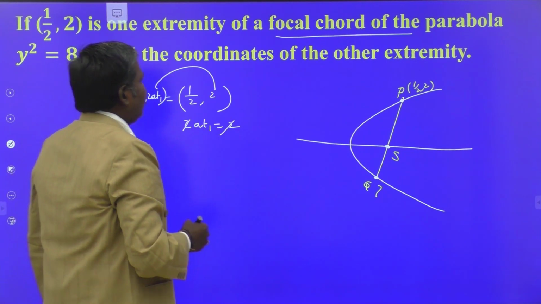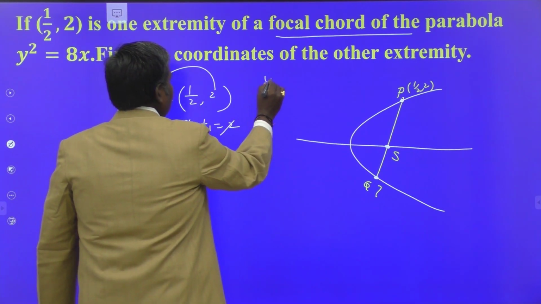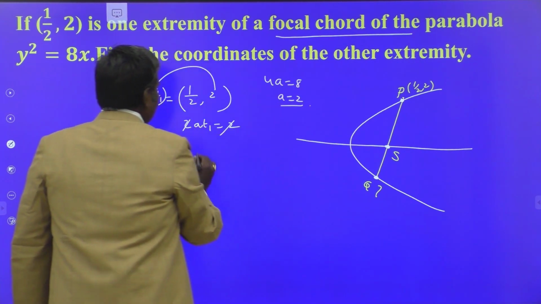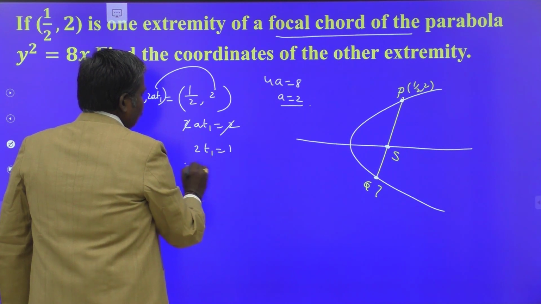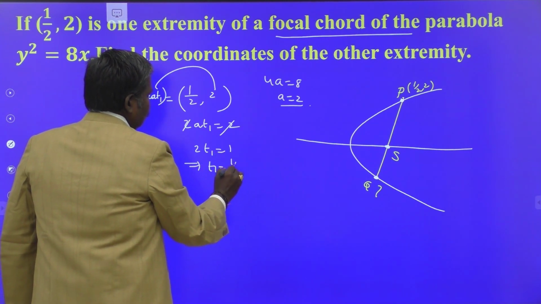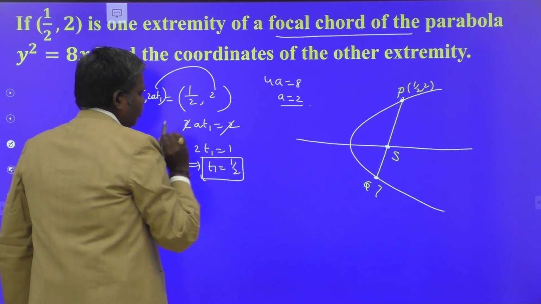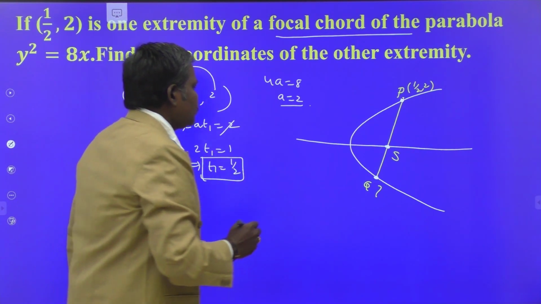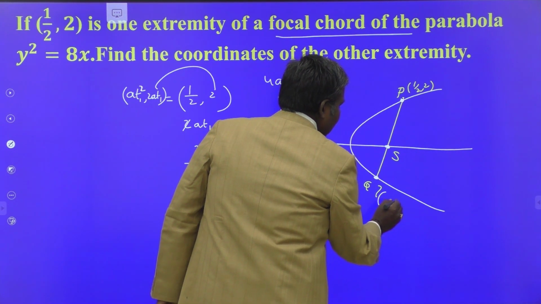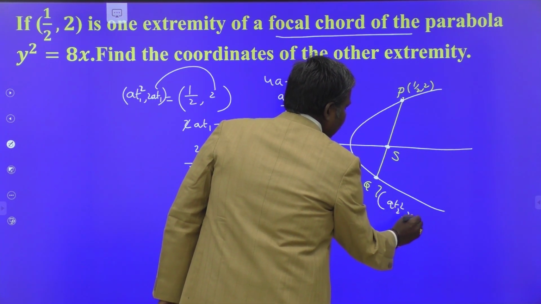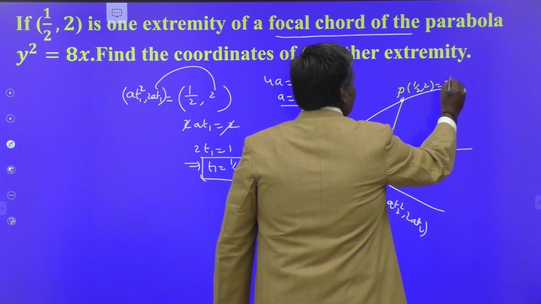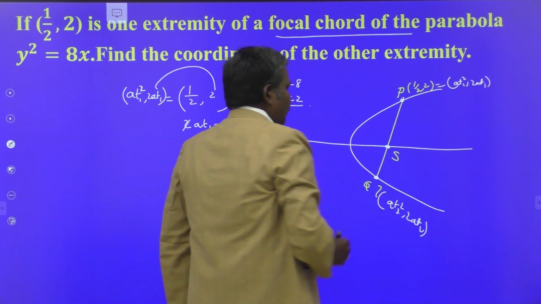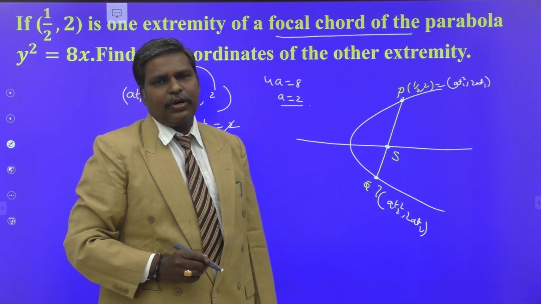2 gets cancelled. What is your a? 4a is equal to 8. a is 2. Substitute here itself. 2t1 is equal to 1. So t1 is equal to 1 by 2. By equating itself, we obtain the value of t1. Suppose its coordinates are at2 square comma 2at2. What we are taking here? This is at1 square comma 2at1. P of t1, Q of t2 are ends of the focal chord.